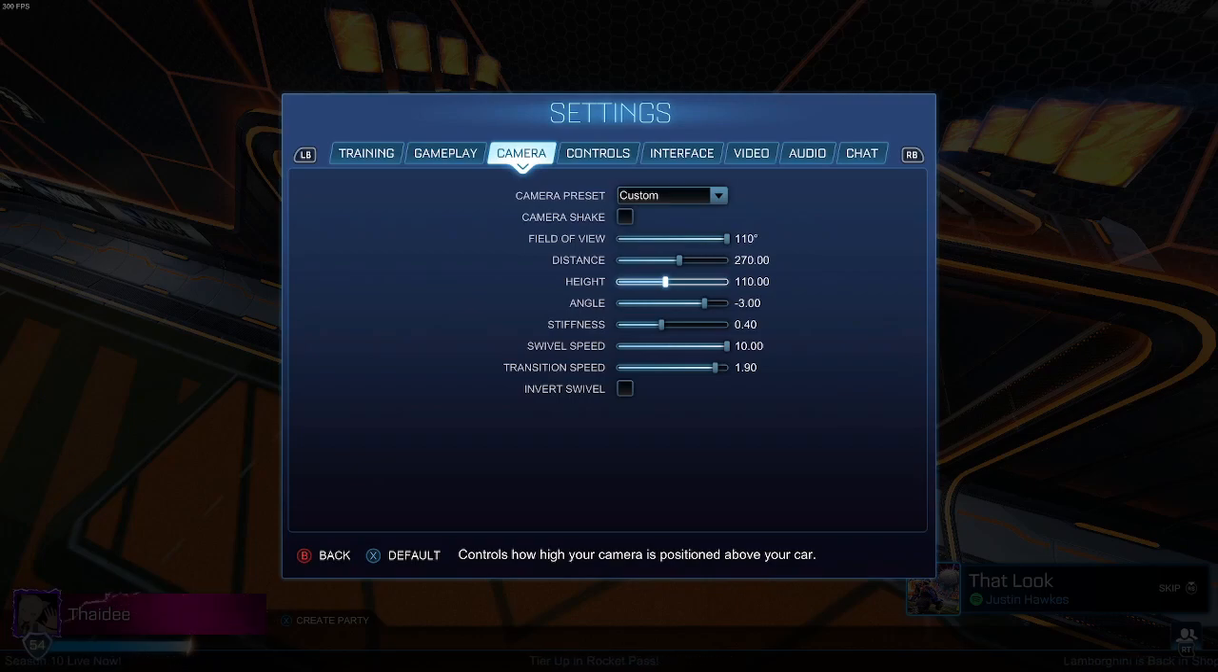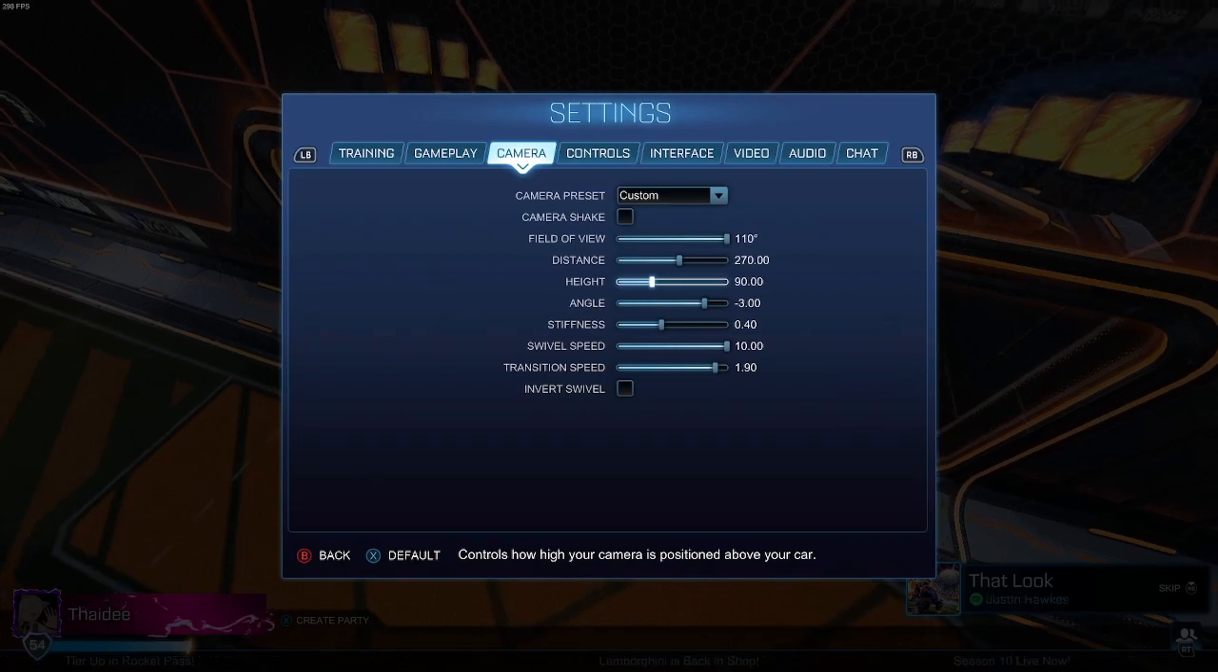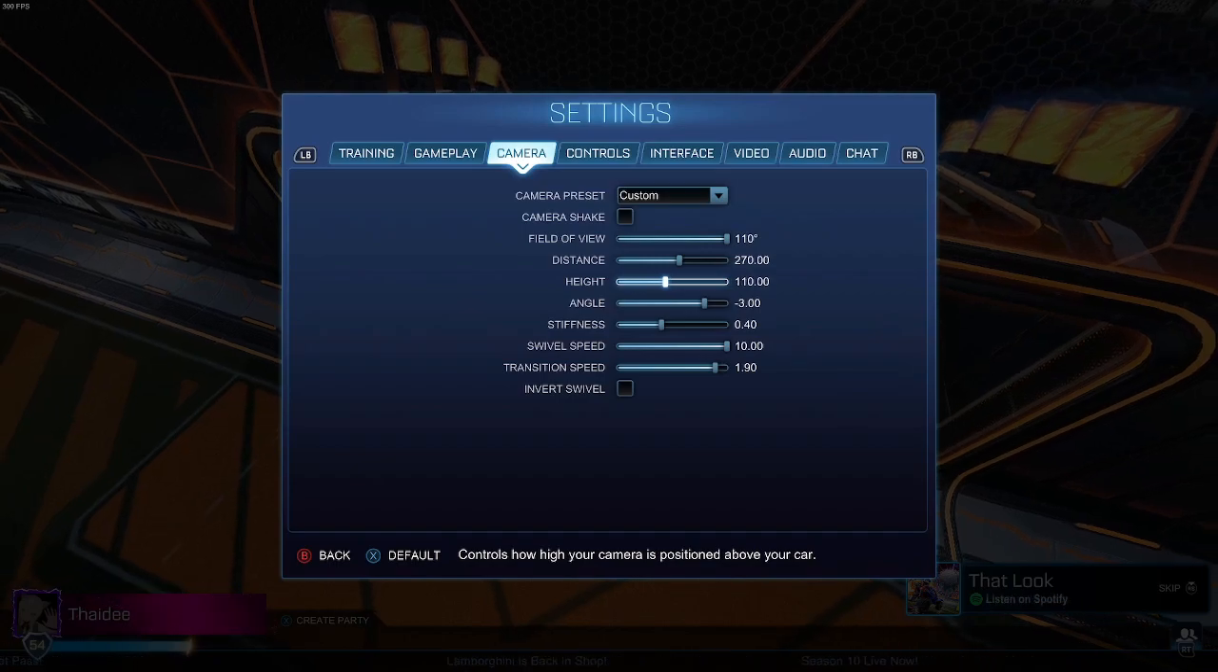So height, kind of same thing. Most people are around 100, but a lot of people are using 90 and a lot of people are using 110. So right now I'm using 110. I wouldn't really go out of these three. These three are kind of the heights you want to be at.